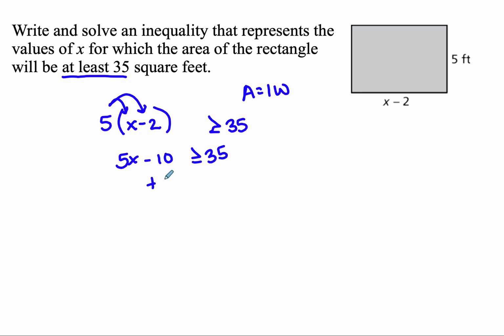We get rid of that minus 10 by adding 10 on both sides. So we have 5x is greater than or equal to 45. Then we're going to divide both sides by 5. x is greater than or equal to 9. Let's take a look at what our label needs to be. Looks like that's going to be feet.